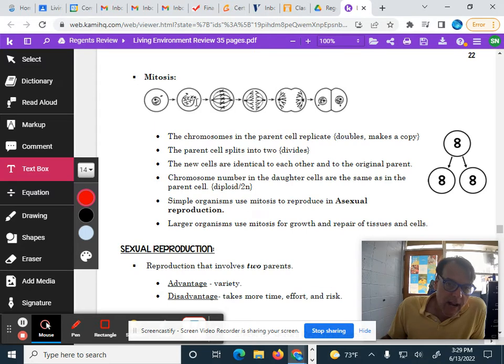Here's the diagram of the stages of mitosis. It's important to realize that we have to divide up the chromosomes, and that's what these stages are here, to get two new nuclei for two new cells that are about to finish dividing. So if you have 8 chromosomes in a parent, you'll have 8 in each of the offspring.